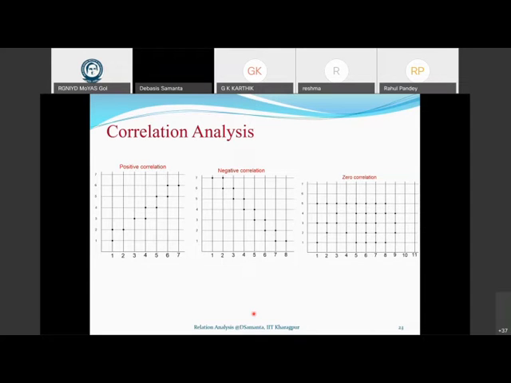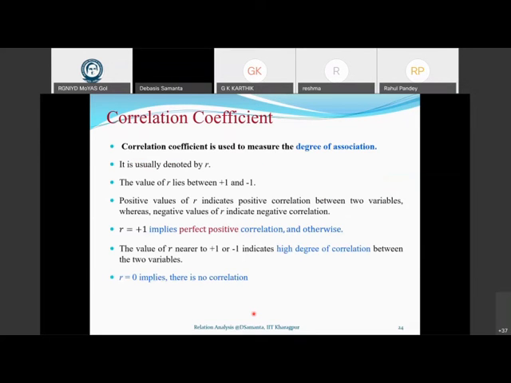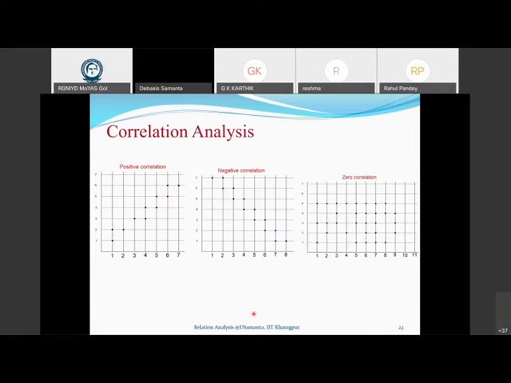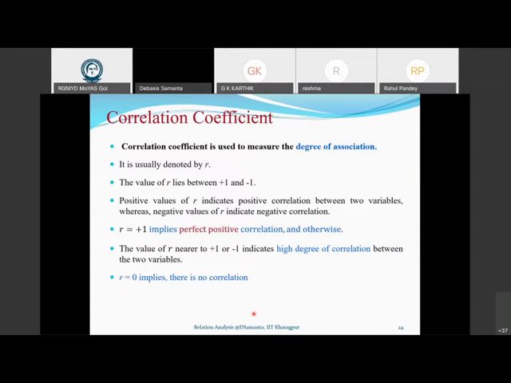But the measurement of the strength of the correlation, also called the degree of correlation or degree of relationship, is not possible from this kind of graph. So we need something else. In data science, the degree of association or measure of relationship is expressed by a symbol called R. This R is called the correlation coefficient.